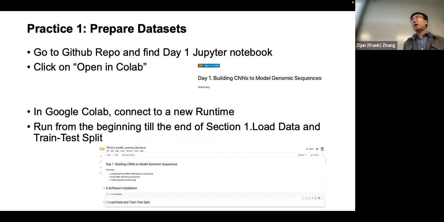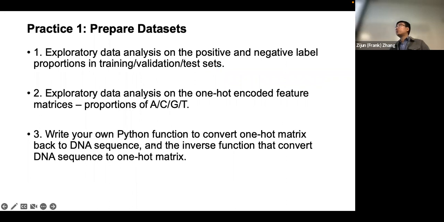Okay, so let's now start our practice one. If you go to the GitHub repository, find the day one Jupyter notebook, you can start a new runtime on the cloud. And I want you to run from the beginning till the end of section one, load data and train test split. All right, as we talked about earlier, running through these code sections is very fast.